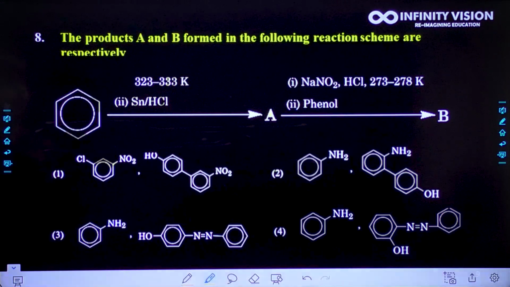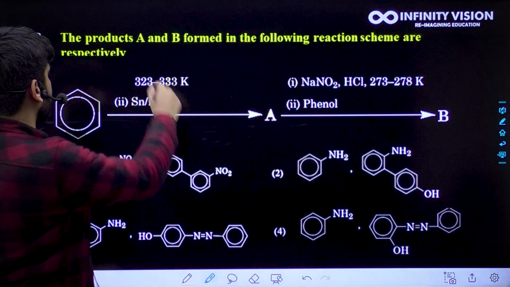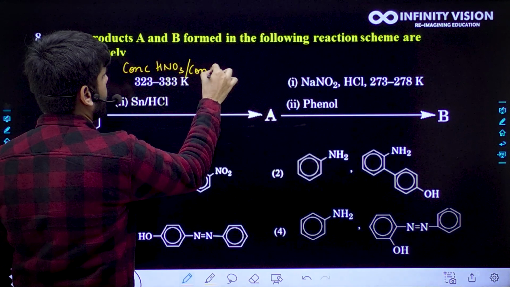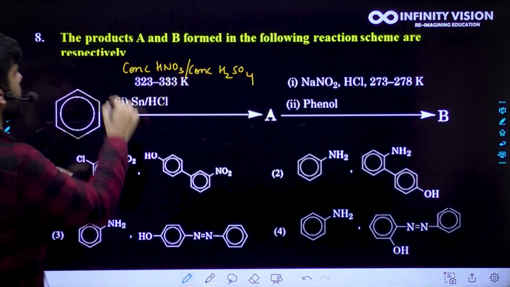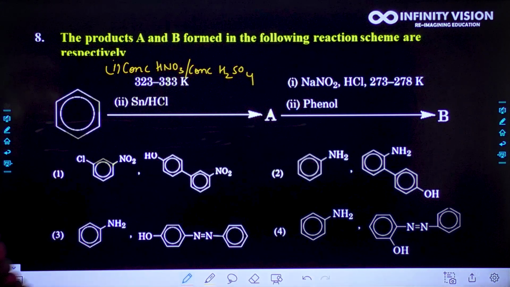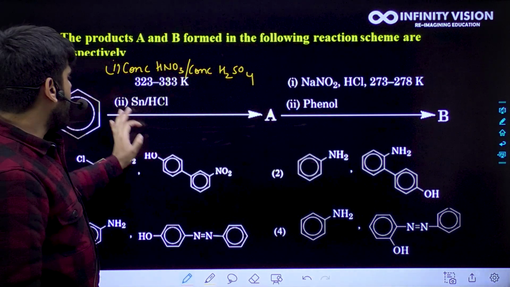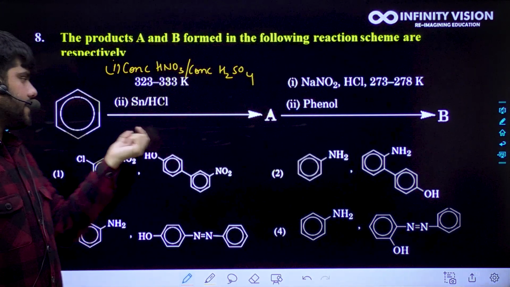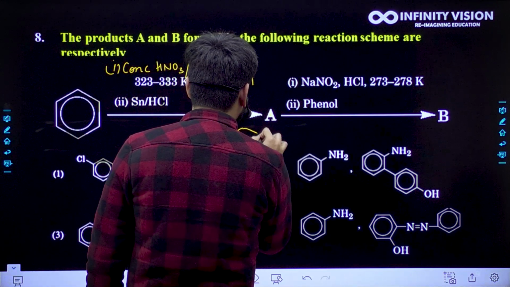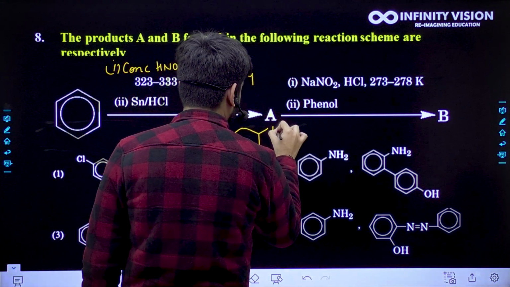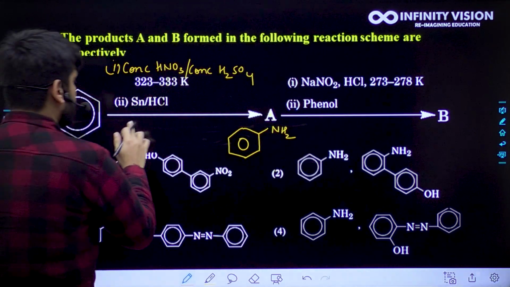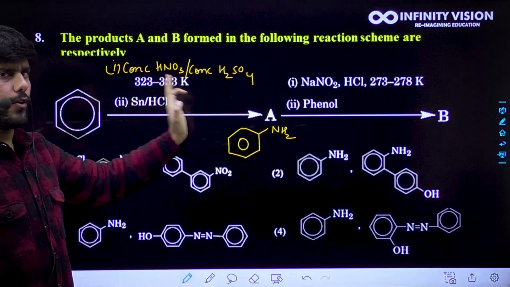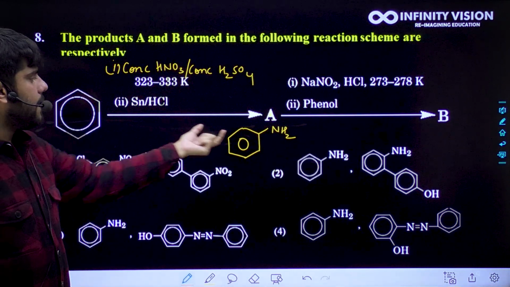Question number 8. So in the first step, I think there is nitration of benzene, so concentrated HNO3 and concentrated H2SO4. So the first step is your nitration of benzene. It leads to the formation of nitrobenzene, and nitrobenzene gets reduced by Sn/HCl or Fe/HCl to amine. So what is A? A is aniline. A is aniline, and what we get from the first step is nitrobenzene, and nitrobenzene gets reduced by tin HCl or Fe/HCl to aniline.